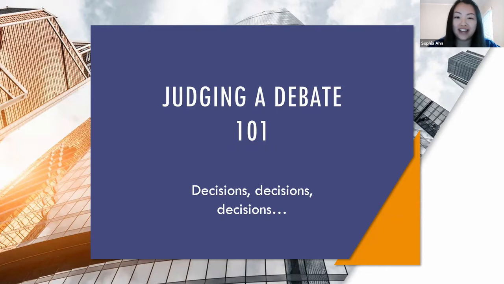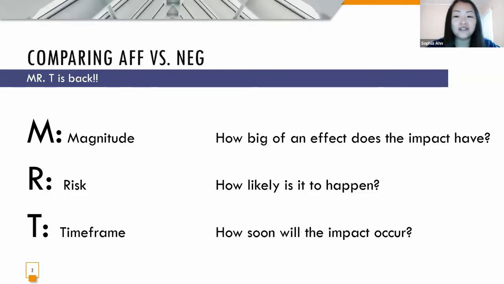debate topic. And so a great way to weigh the debate round is by using Mr. T. And so keep in mind that the affirmative presents a plan about what we want to change. And the negative talks about how they want to defend the status quo and how doing the plan isn't a good idea. So Mr. T is a great tool to use.